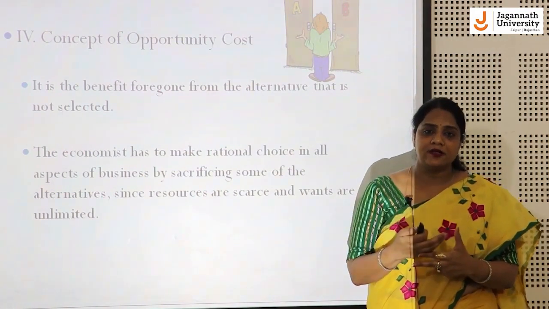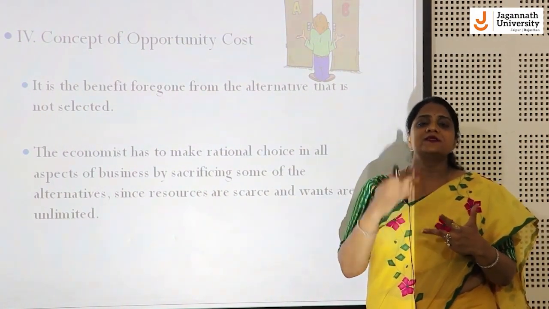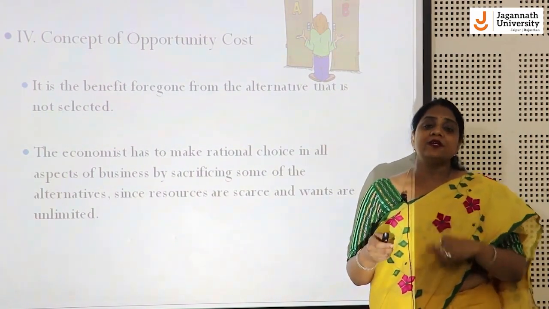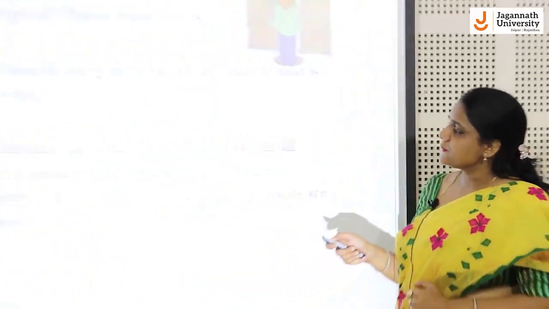When you are selecting one alternative, you are foregoing or sacrificing the benefits of the other alternative you may get while selecting the other. So the benefit you are getting from the second best alternative is called opportunity cost. Selecting the best alternative will always involve the cost of foregoing the benefits derived from the second best alternative. This concept is called opportunity cost.